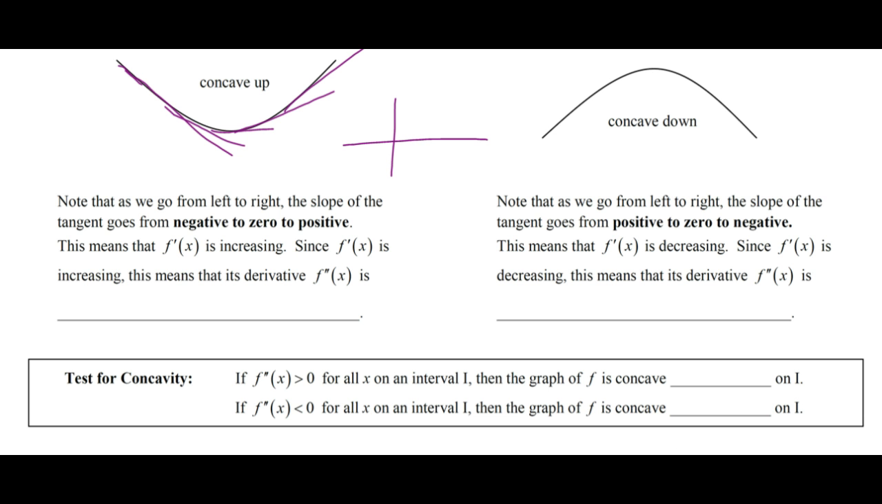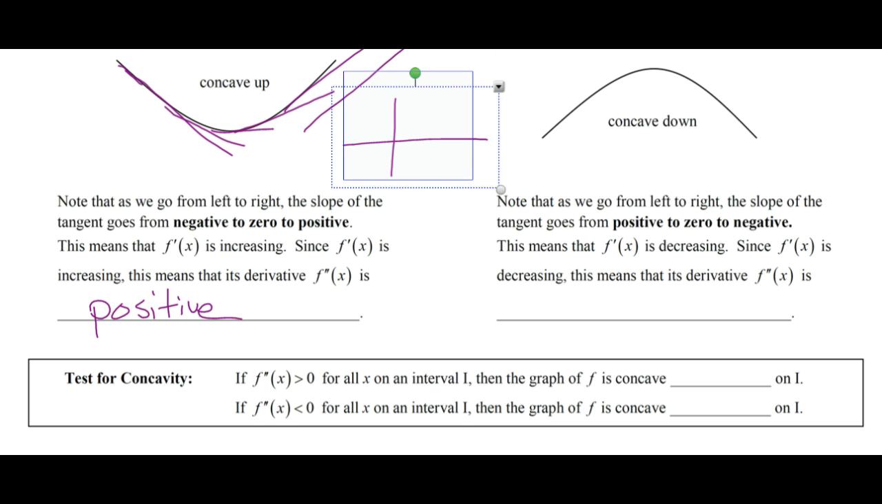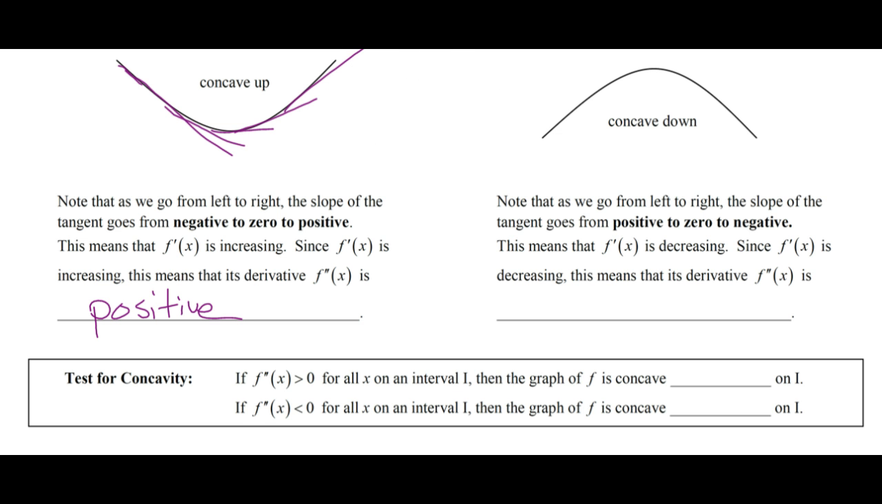So think of its derivative. It starts negative, goes to 0, goes positive. So what are you going to say about its derivative? It's positive, right? Okay, so remember, its slopes are going from negative to 0 to positive.